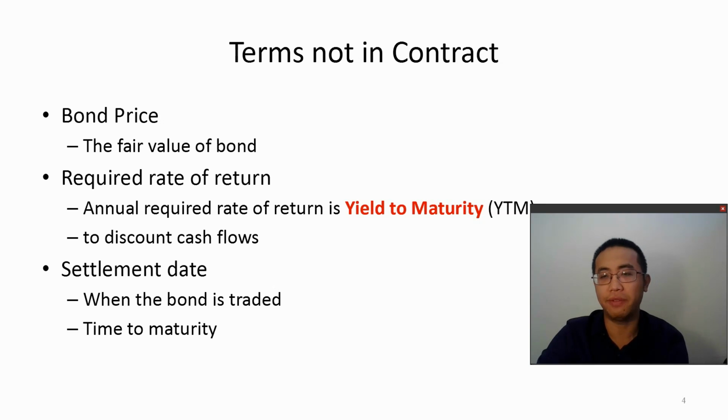How many years are left until the bond matures? Let's say today is the issue date, and 10 years later is the maturity date. If you trade the bond 1 year later, then your time to maturity would be 9 years, right? 10 minus 1.